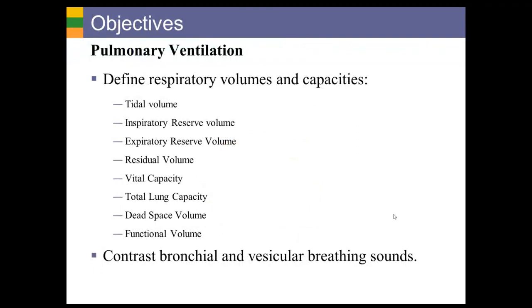Okay, are there any questions before we move on and talk about respiratory volumes and capacities? Any questions at all?